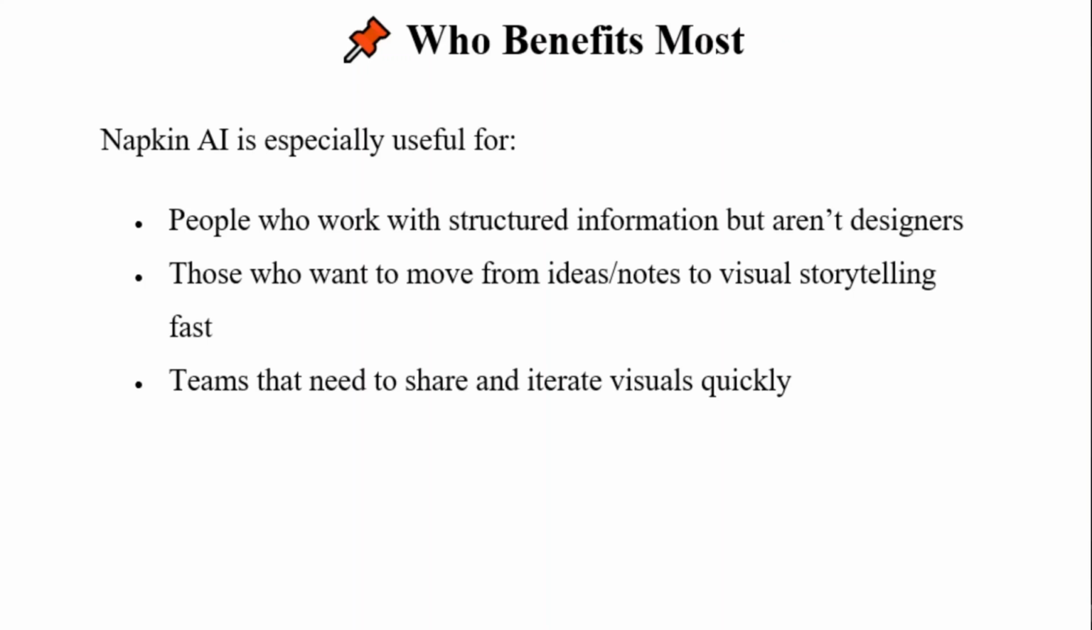Now, who benefit most? Now, Napkin AI is especially useful for people who work with structured information but are not designers. If you're not a designer but you work with a structured information, now this tool is for you. Now, another one is those who want to move ideas, notes to visual storytelling fast. If you want to communicate your idea using visuals, you need this. Yes, you need this. Now, teams that need to share and iterate visual quickly, my brother, my sister, you need this tool.